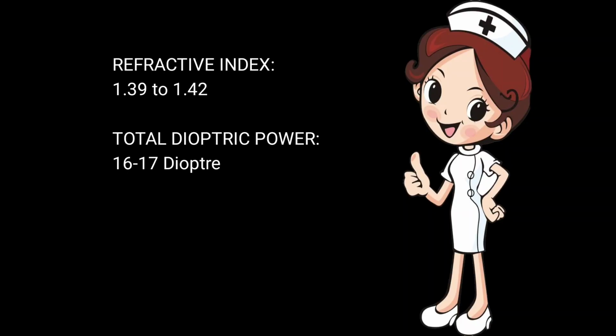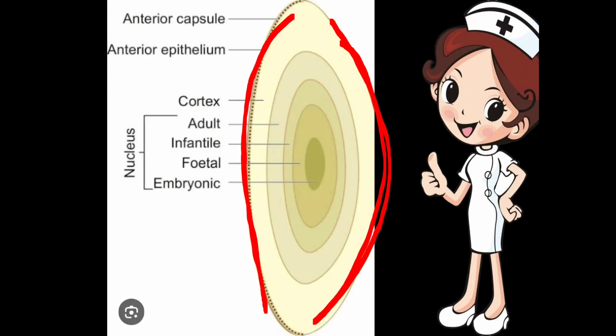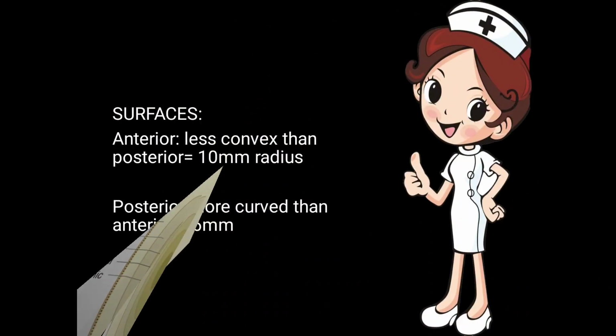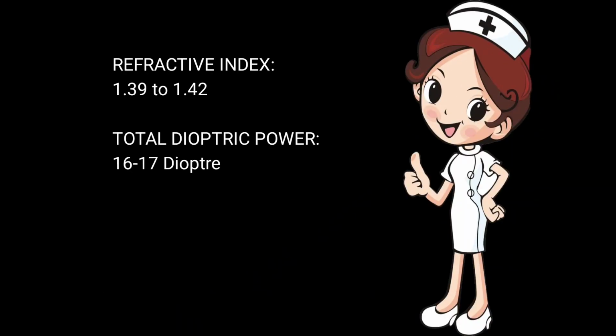Next is the refractive index. Refractive index means how much the bending of light will take place. It is different for different materials. It is different for the cornea, different for the aqueous humor, different for the crystalline lens. So the refractive index is 1.39 to 1.42. Because the lens has different surfaces, according to their surfaces, layers and structure, it has different refractive indexes. Refractive index will be different from the central nucleus, different from the cortex, and different from the anterior and the posterior capsule. That is why the refractive index varies from 1.39 to 1.42.